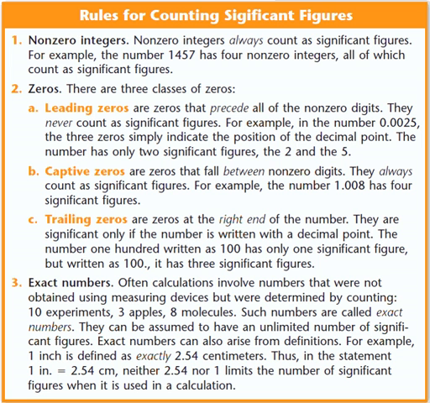Next, trailing zeros. Zeros that are at the right end of the number only have significance when they're written with a decimal point. So take a look. The number 100 can be written as 100, meaning 100. That one only has 1 significant figure, but if we write down 100 with a decimal point, then it would have 3. I know that sounds a little tricky, but we'll explain it in a second.